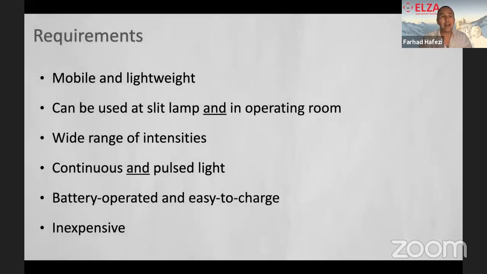We want it to be mobile, lightweight. Ideally, I should be able to take my iPhone or Samsung charger and charge it. If I forget my regular charger, I should be able to charge it with a power bank. I should be able to use it at the slit lamp and in the operating theater in both ways, sitting or lying position. It should cover all the intensities. It should give me continuous light, pulsed light. It should be prepared to do iontophoresis-assisted epi-on pulsed cross-linking or Dresden protocol, and it should be inexpensive.